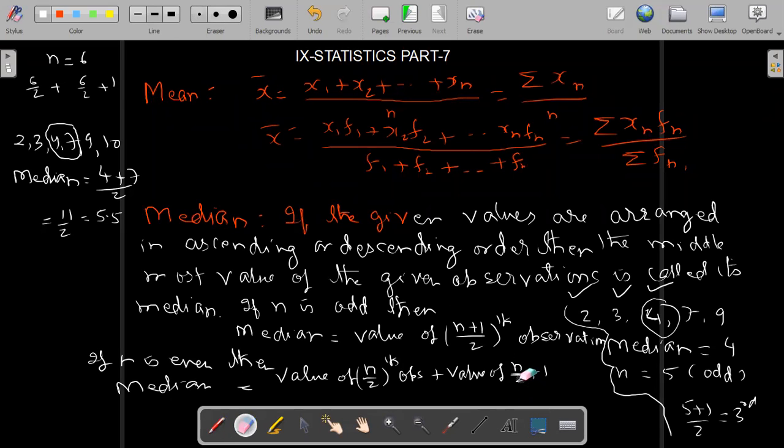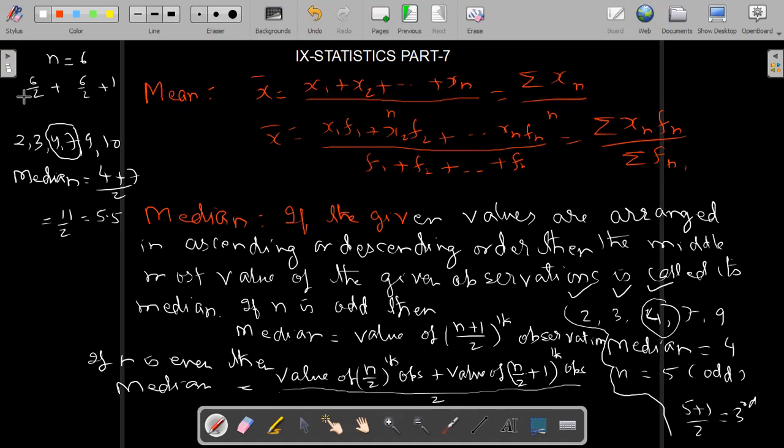This is not n plus 1 by 2. This is n by 2 plus 1. First divide n by 2 and then add 1. Here you add 1 to n and then divide by 2. So n plus 1 by 2 observation, and the whole term is divided by 2.